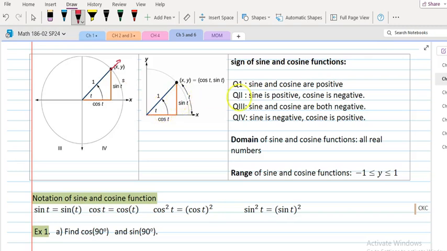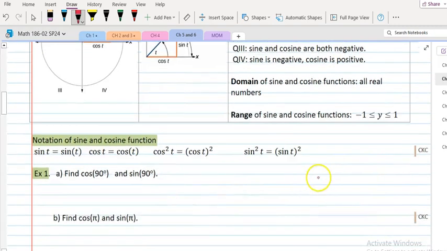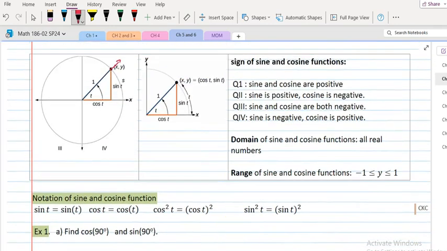The range of the sine and cosine functions: the highest cosine you can have, because it's on the unit circle, is 1. So it's 1 here, right? And the lowest you can get is -1. So the range is between -1 and 1. In the next video, we'll talk about evaluating sine and cosine functions using the unit circle and the terminal side.